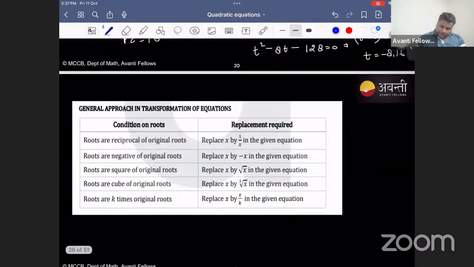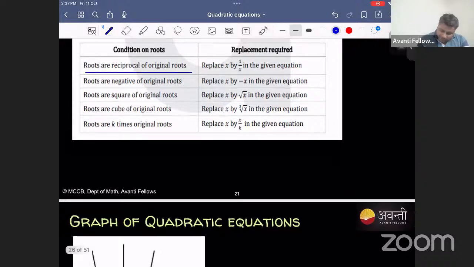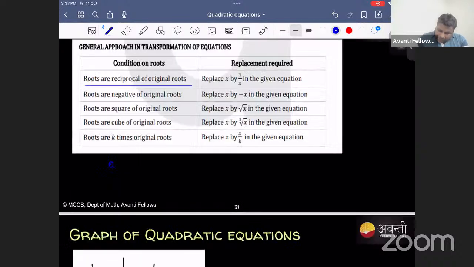Now, general approach in transformation of equations. If roots are reciprocal of original root, see what they are trying to say. If there is an equation ax square, okay, we'll do this topic later on. This is a bit tough also, and without some other prior knowledge, it's difficult to handle.